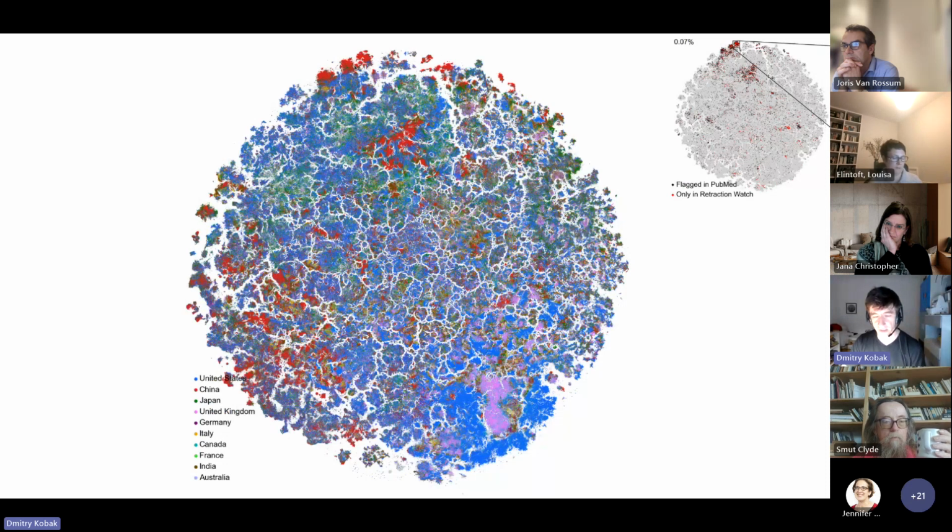Because we can see a lot of things here that maybe we can also discuss a bit later. Like, for example, there is a lot of magenta over here. Magenta is United Kingdom. So does this mean this is all paper mills from UK?